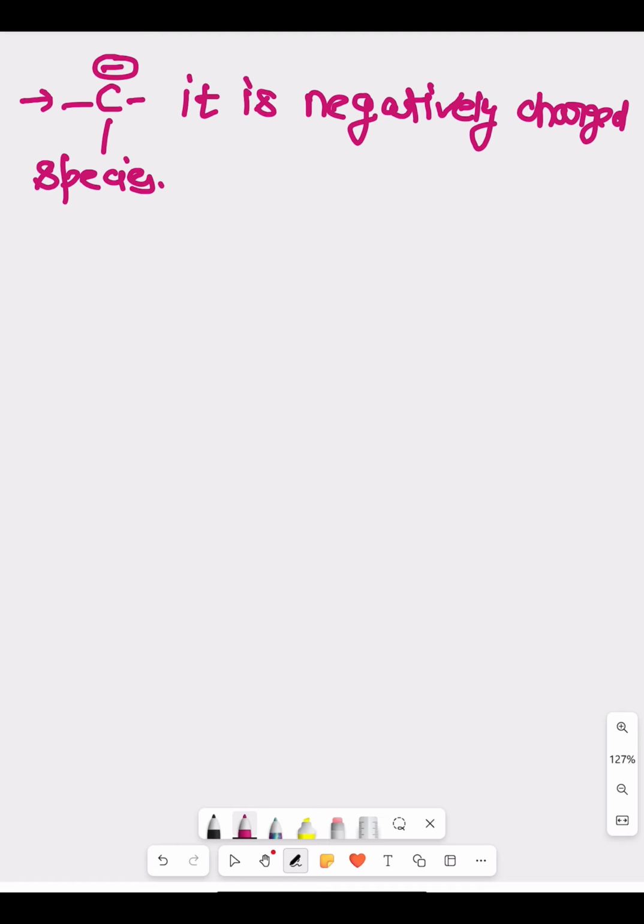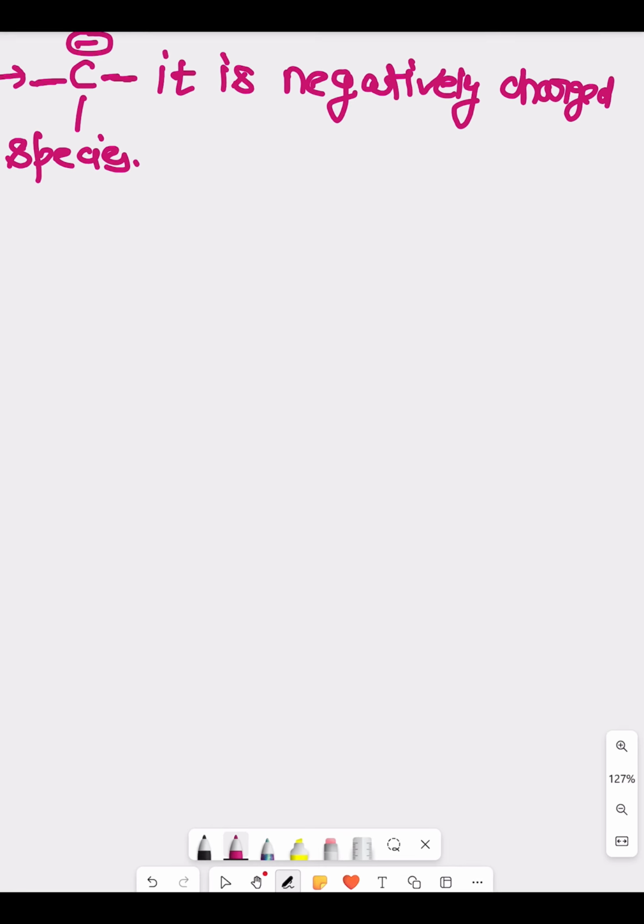Now, if it is a negatively charged species, carbanion can be stabilized by neutralizing this negative charge. How can you neutralize the negative charge? By adding electron withdrawing groups. You can add more electronegative groups so they can pull electrons away from the carbanion. This will help to spread out the negative charge, making the carbanion more stable.